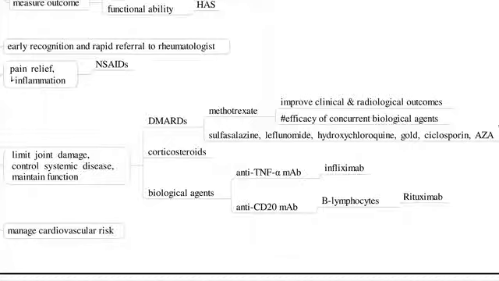In addition to that, patients' cardiovascular risk should also be optimized, as patients with rheumatoid arthritis are at a greater risk compared to normal.